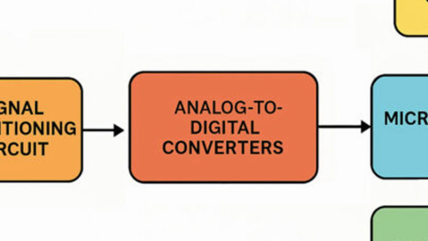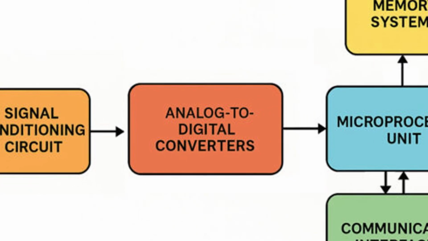The ADC converts each sample into a digital number. So now the analog waveform becomes a set of digital values which can be easily processed by a microprocessor. This is the point where the relay moves from the analog world to the digital world.